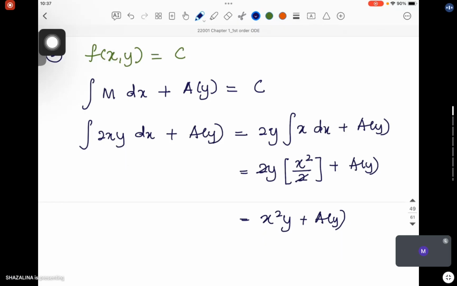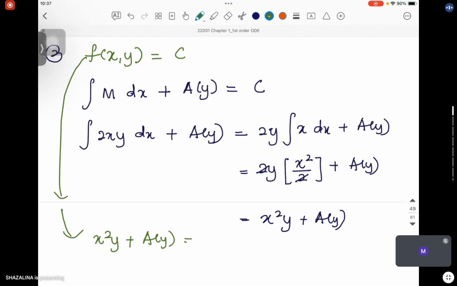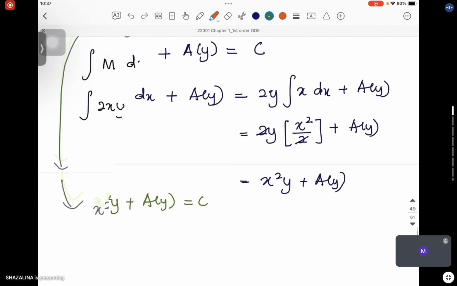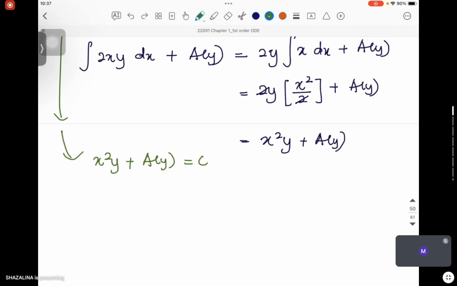Substitute. Okay, kita tulis dulu. x squared y plus a function of y equals to c. Ini solution dia. Tapi belum complete. It's not complete yet. Sebab apa? Sebab kita tak tahu what is A(y). Okay, step number 3. Nak cari A(y).